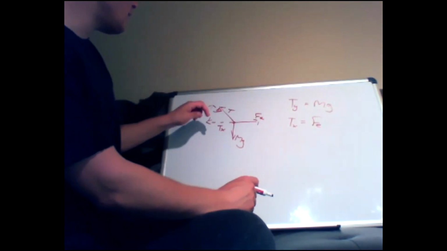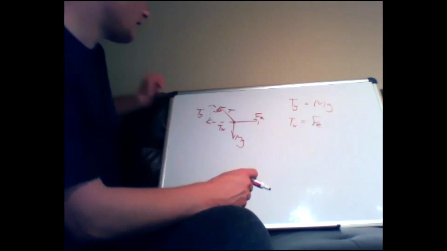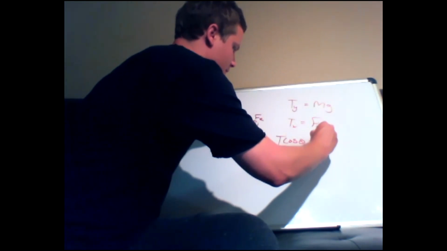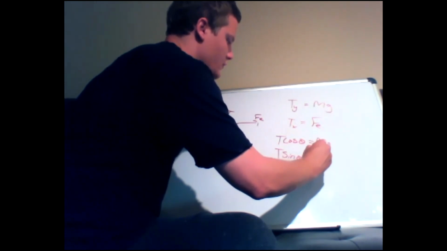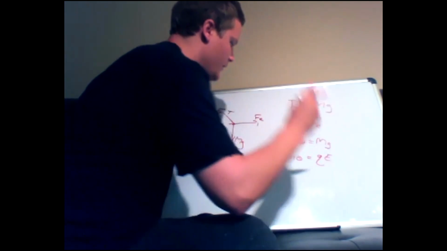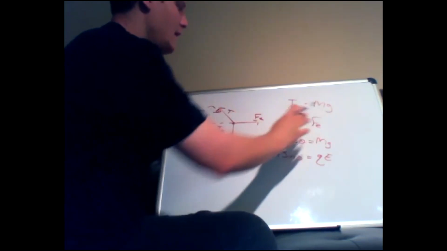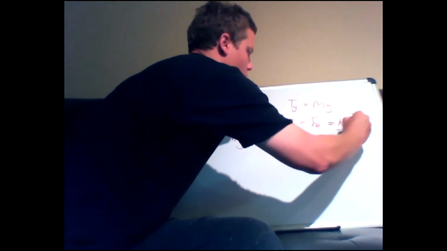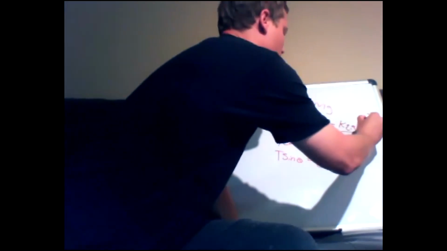What is Tx and Ty? We'll take a look at this little vector diagram. Tx is going to be T sine theta, and Ty will be T cosine theta. So we're left with T cosine theta equal to mass times gravity, and T sine theta equal to, I'm going to write QE instead of the electrostatic force, because we can say that the electrostatic force, this Fe, is equal to kq1q2 over r squared, that's one way. Another way to write it is the charge times the electric field.